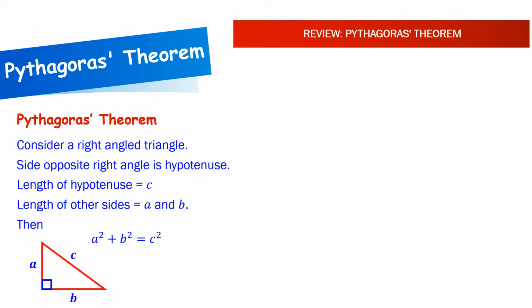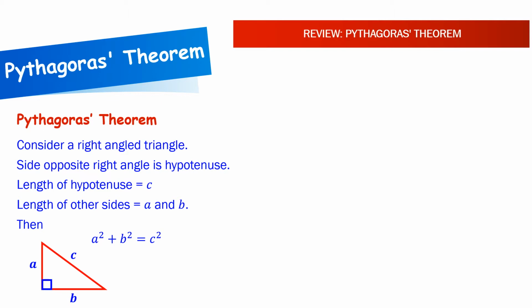Before we examine the cosine rule, let's take a quick look at Pythagoras' theorem again, as this will help us to prove the cosine rule. In Pythagoras' theorem, consider a right-angled triangle. The side opposite the right angle is the hypotenuse. Let's denote the length of the hypotenuse by c, and the length of the other sides by a and by b. Then a squared plus b squared equals c squared.